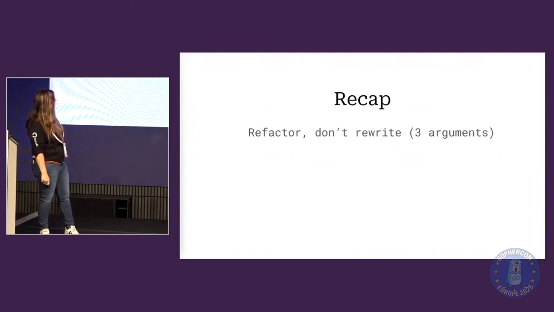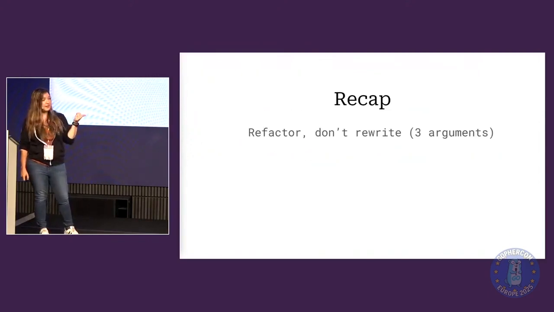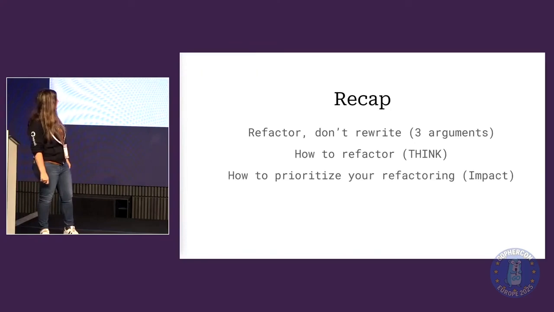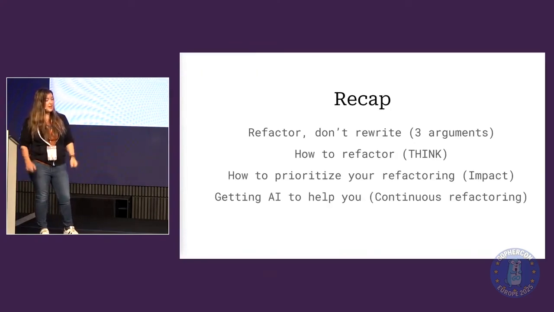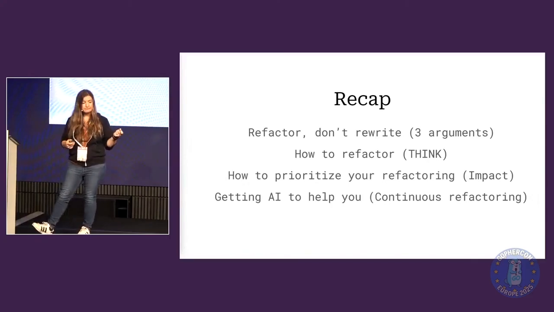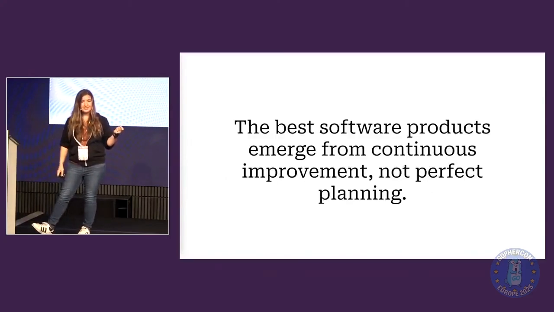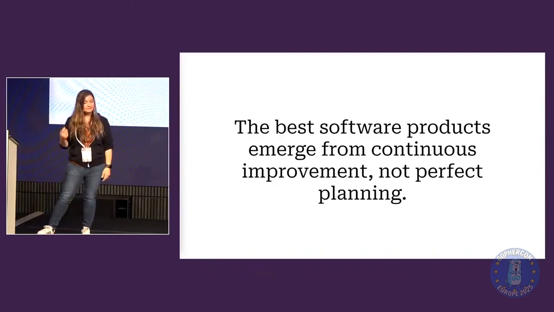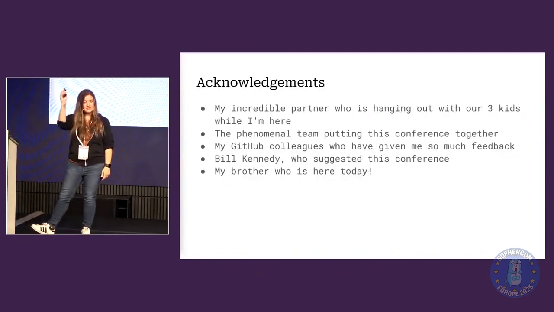So, a recap. Refactor, don't rewrite. 3 different arguments. You now know why they're wrong. How to refactor, applying the think method at each space. How to prioritize your refactoring by focusing on impact. And how you can use AI tools to help you refactor today. And because it's worth saying again, because we come back to this, the best software products emerge from continuous improvement and not perfect planning.